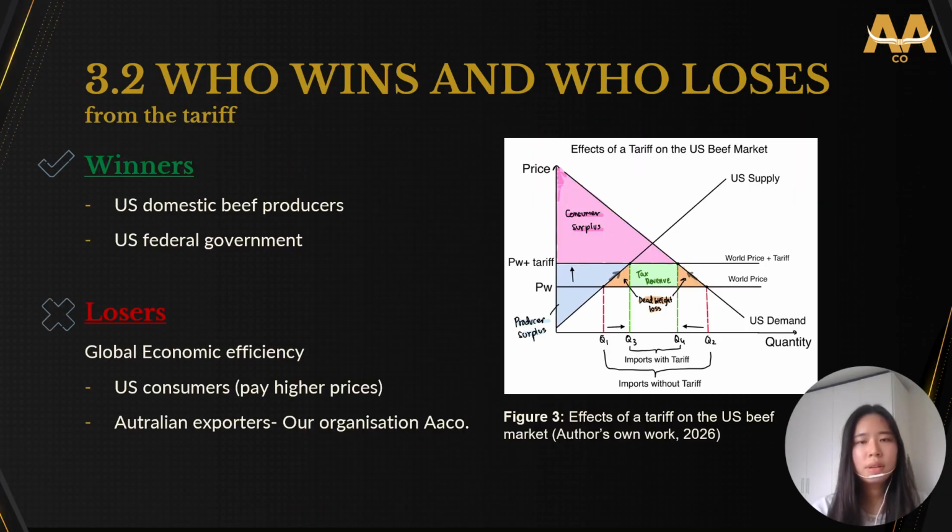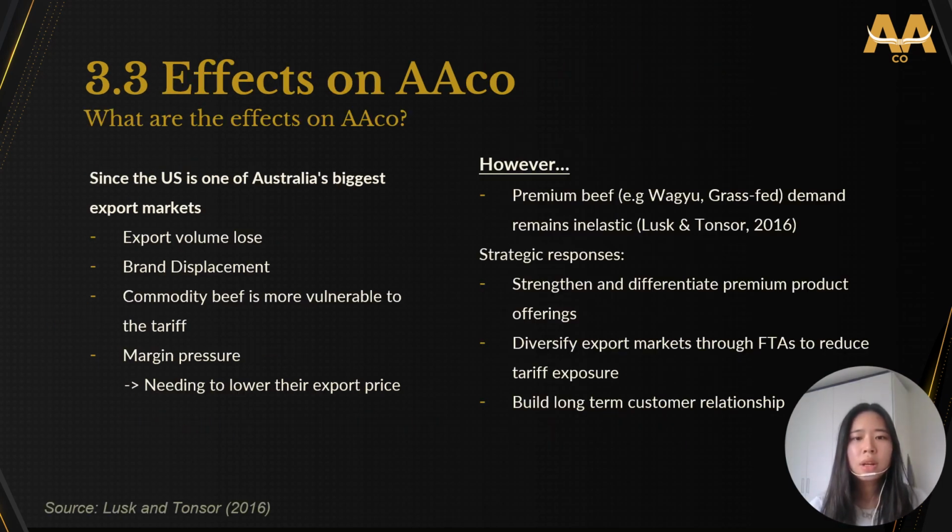The winners are the US domestic beef producers, who now enjoy higher prices and greater market share since competitors are now lessened, and the US federal government, who collects the tariff. The losers are the US consumers, who now pay higher prices, and Australian exporters, including us. So what are the effects on AACO?